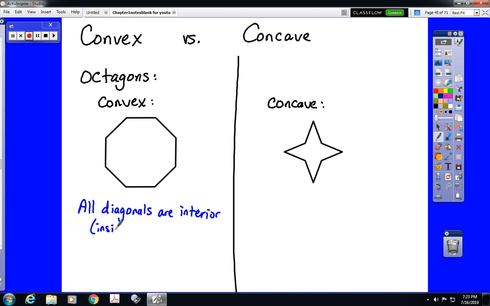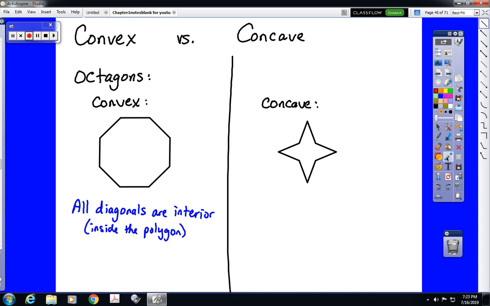In other words, and I'm going to draw them all so you can see all of them. If we connect any two vertices that are not already connected, say we start here and we connect it to every other vertex in that shape, all of those diagonals, every single one of them is inside the shape.